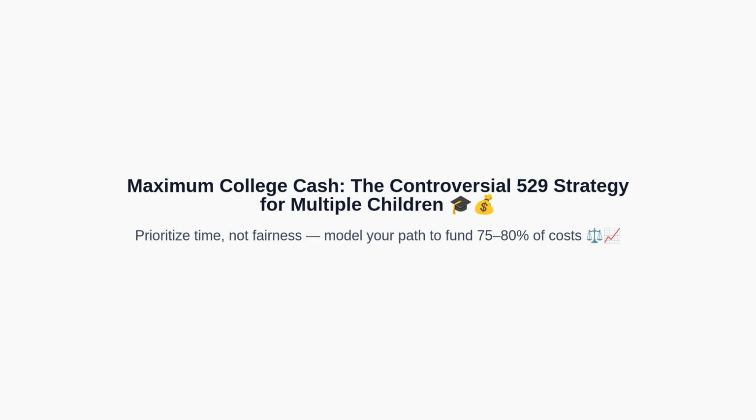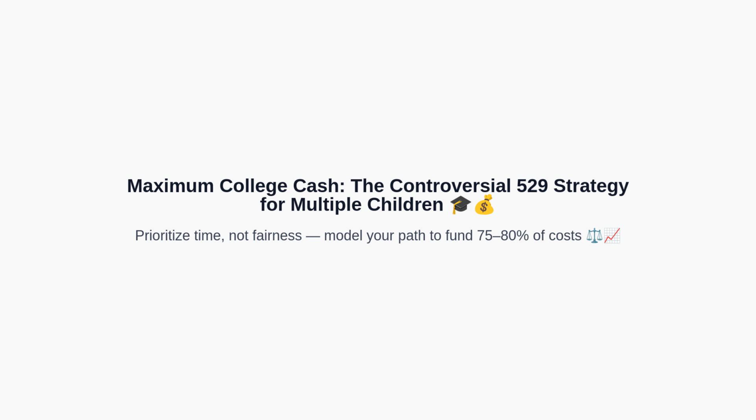Welcome to Maximum College Cash, where we unpack the controversial 529 strategy for families with multiple children. Today we'll focus on why splitting contributions equally is financially inefficient, how to prioritize either the oldest child or the youngest child, and ultimately how to build a personalized spreadsheet that minimizes the principal dollars you need to invest. We'll also review examples, diagrams, and a quick quiz.